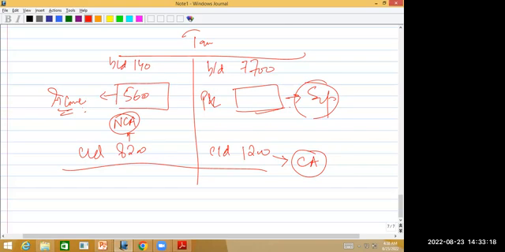If the balancing figure is on the credit side, that means it's a tax expense. And if it is on the debit side, that means it's a tax income. Do you have any question? Anyone? Tax income, yes.